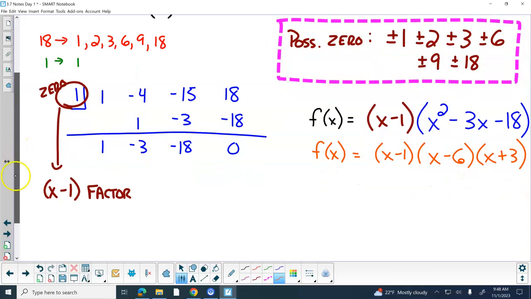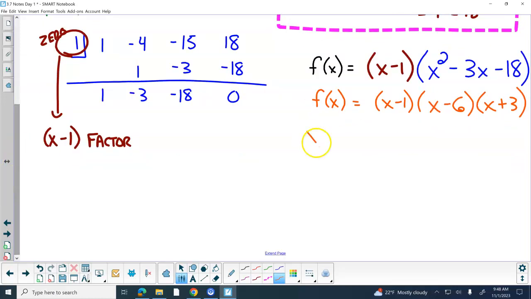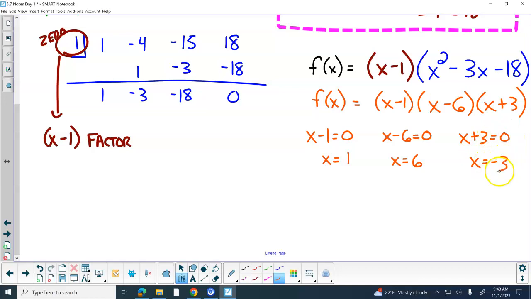But we said find the zeros, so then I'm going to say x minus 1 equals 0, which gets me that x equals 1, that one that we already found. X minus 6 equals 0 gets me x equals 6, which was the 0 that Loki found. X plus 3 equals 0 gets me x equals -3, which was the 0 that Ray found. So the final answer would be -3, 1, and 6.